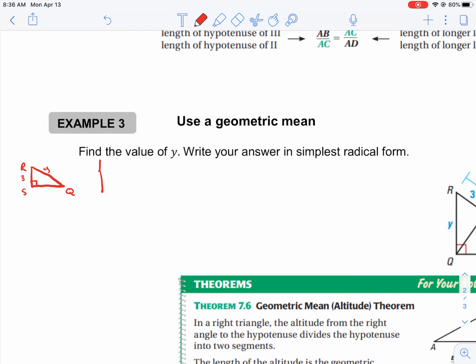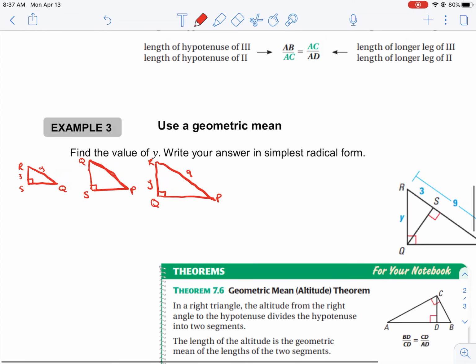Then I have another medium-sized triangle. This is SQP. This is my 90-degree angle. I'm just going to line up all of these triangles so they're the same orientation here. And this is QRP. That's the 90. So for our middle one, we don't have any sizes, but for our large one, we know that this is Y and this is 9. So that's kind of our first step, is to draw those three similar triangles.